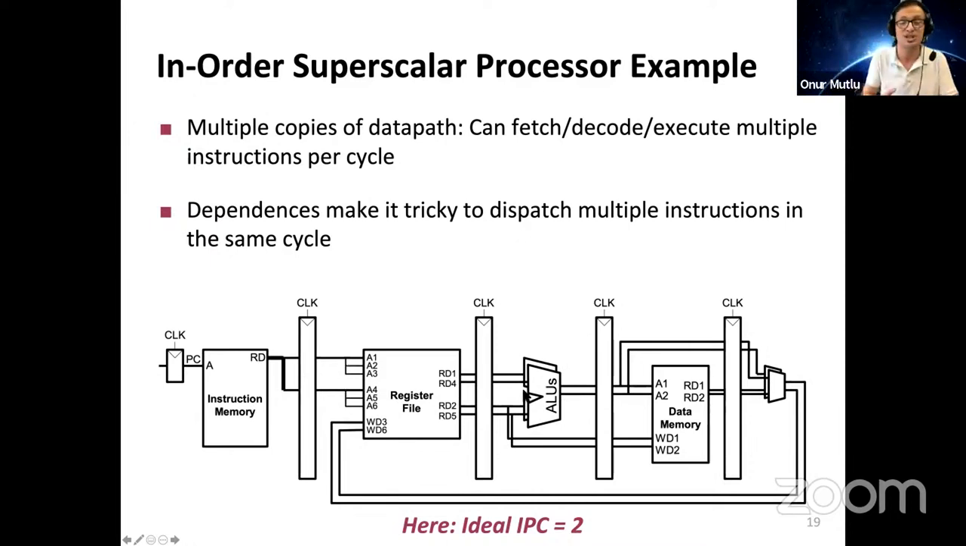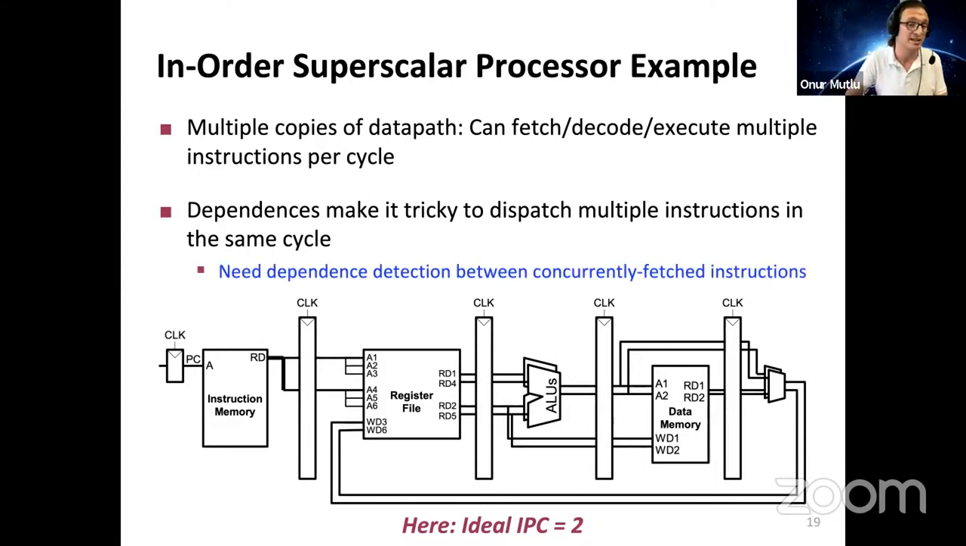So you need to be able to check the dependencies of multiple instructions that are concurrently fetched in the same cycle, in addition to checking the dependencies of the instruction that you're decoding with all other instructions that are already in the pipeline. So basically, this makes your dependency checking logic more complex, as we have discussed.